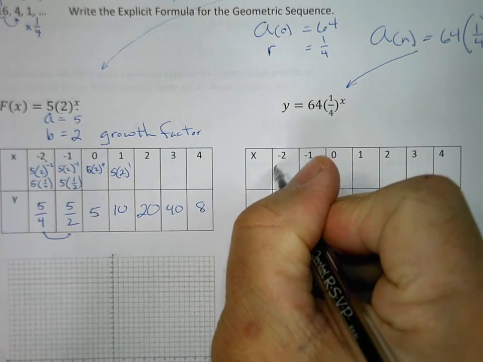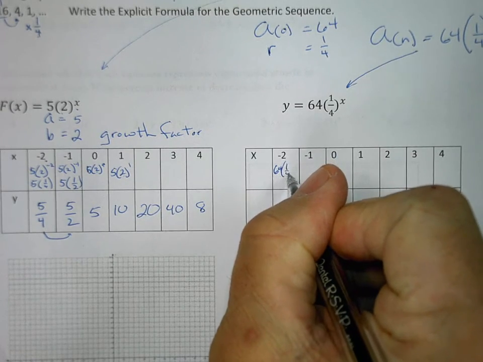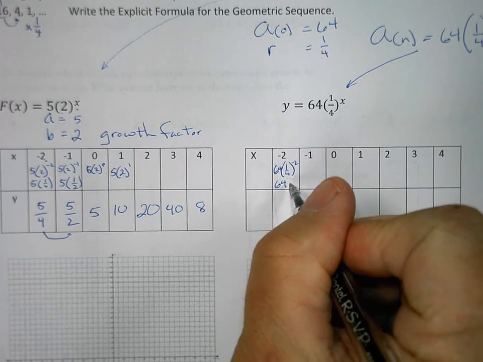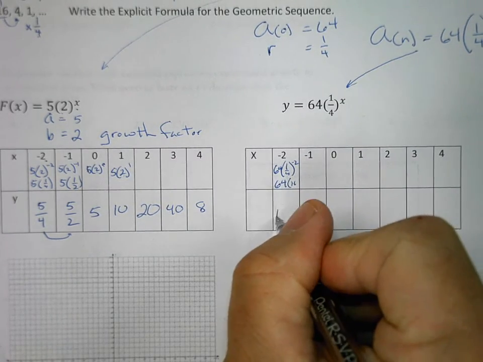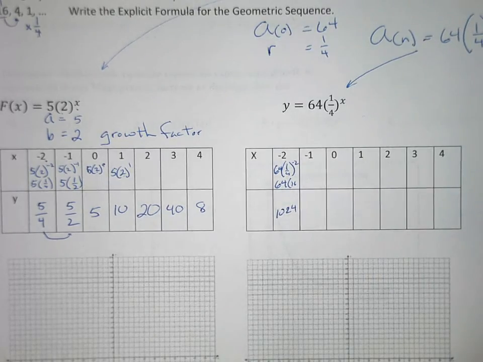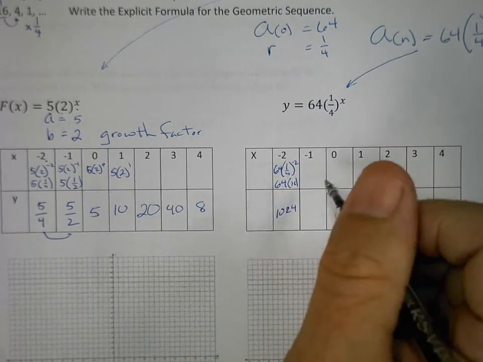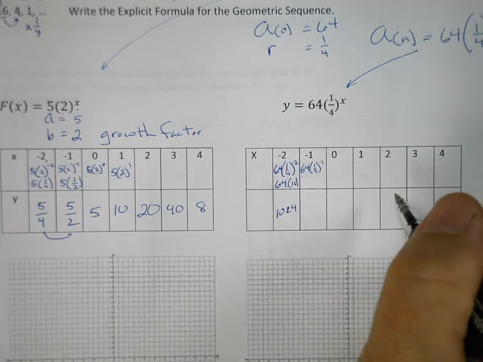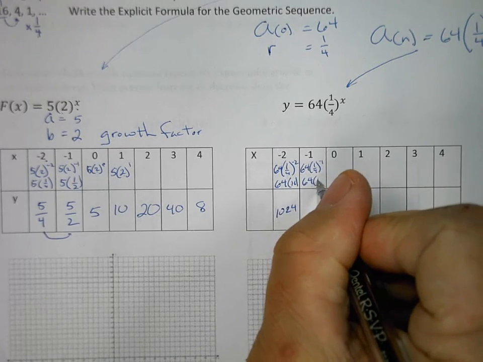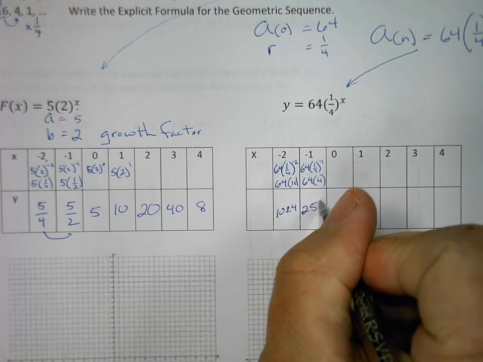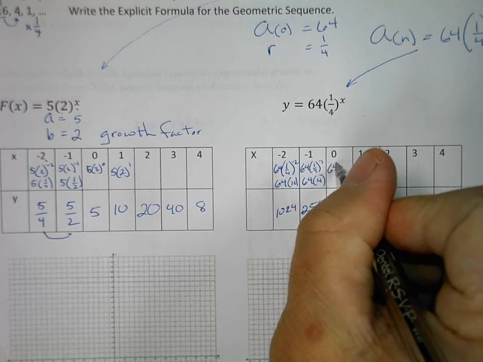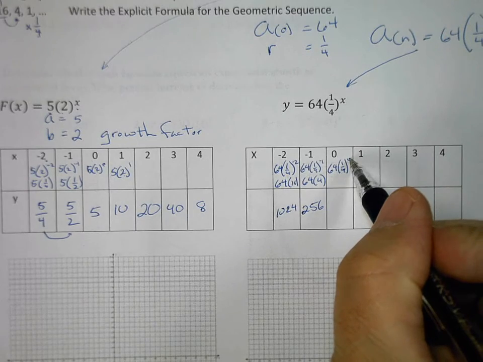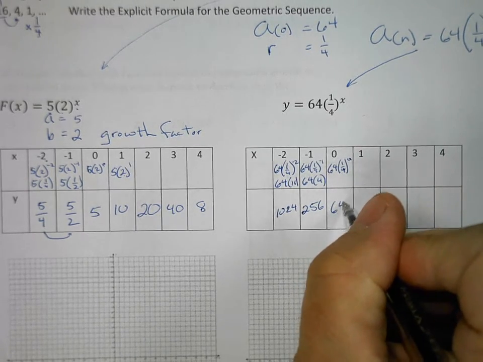here. So we have basically 64 times 1/4 to the -2, which turns out to be 64 times 16, which I believe is 1,224. You can check my math. Okay. Then we have 64 times 1/4 to the -1, which turns out to be 64 times 4, which is 256. Then we have 64 times 1/4 to the 0 power. Remember, anything to the 0 power is 1, and 1 times 64 is 64.